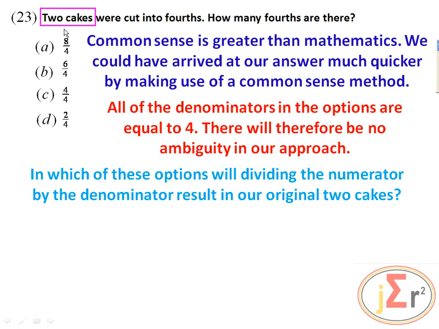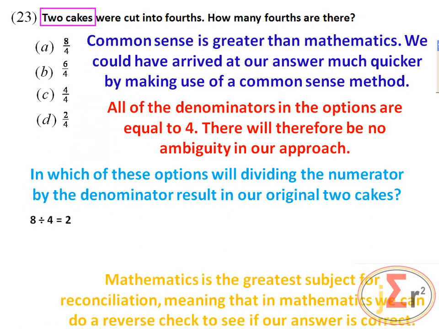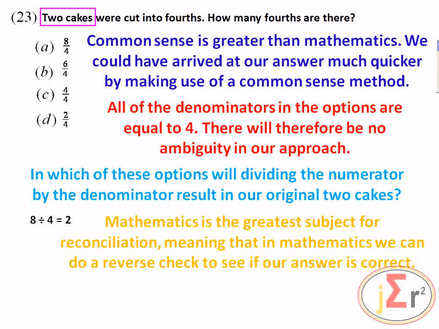Because how many cakes do we have dividing there? 2. Right. So we use the options and the one that results in the original 2 cakes, then we are sure that that is the correct answer. And that confirms that option A is correct. So 8 divided by 4 is equal to 2. Mathematics is the greatest subject for reconciliation, meaning that in mathematics we can do a reverse check to see if our answer is correct.